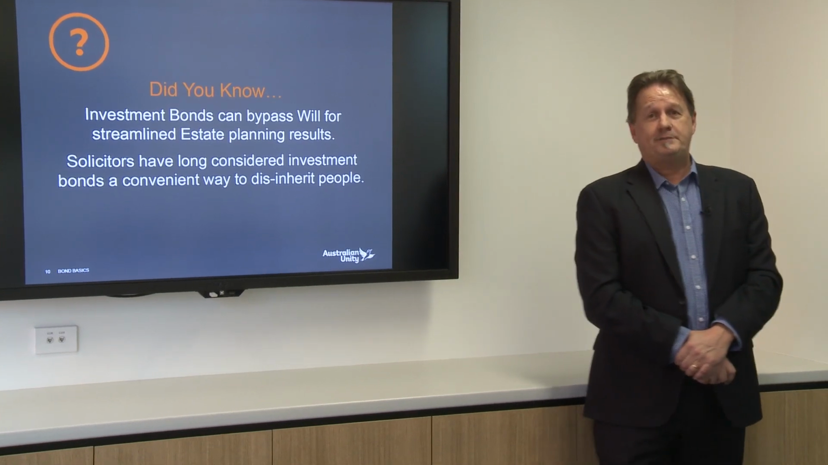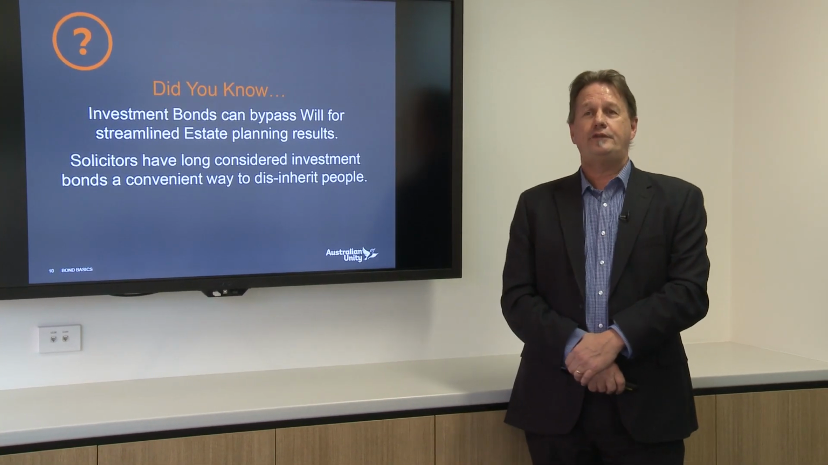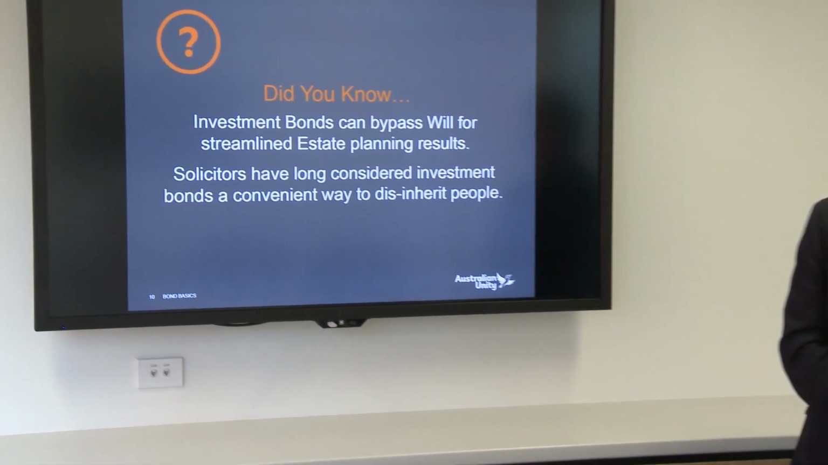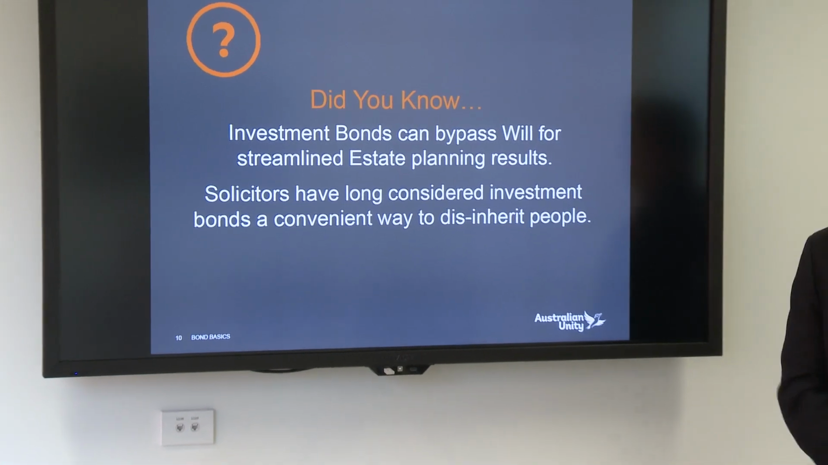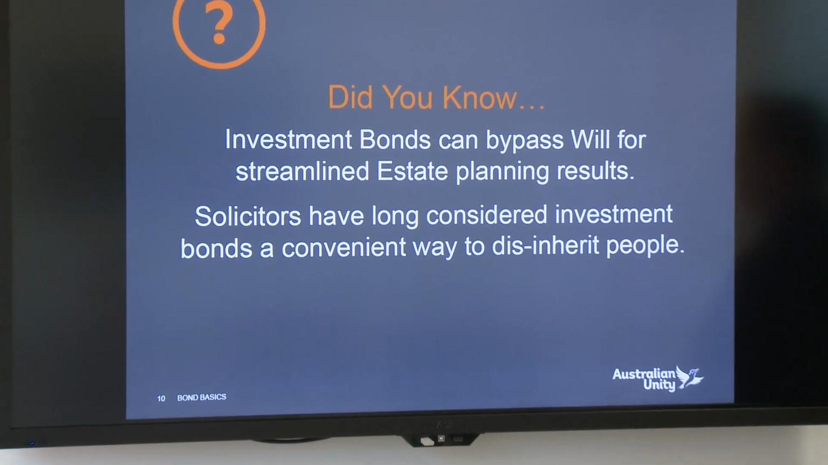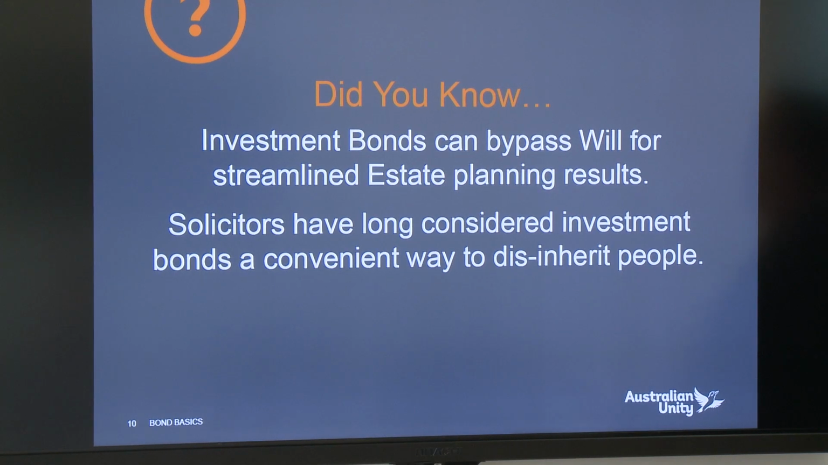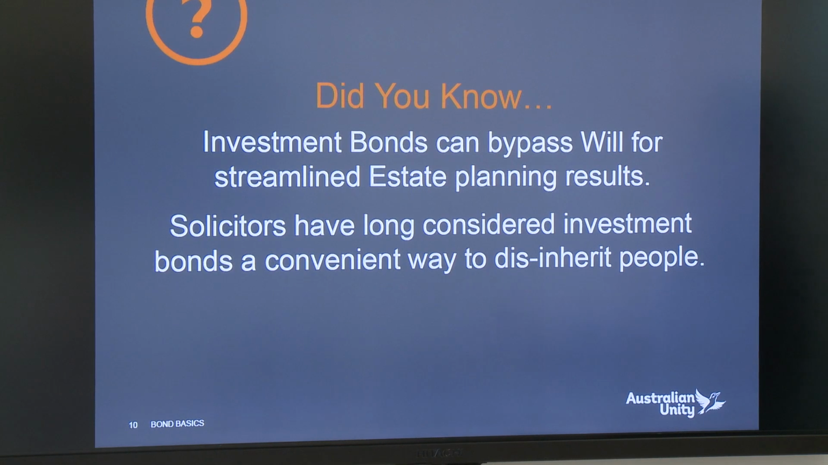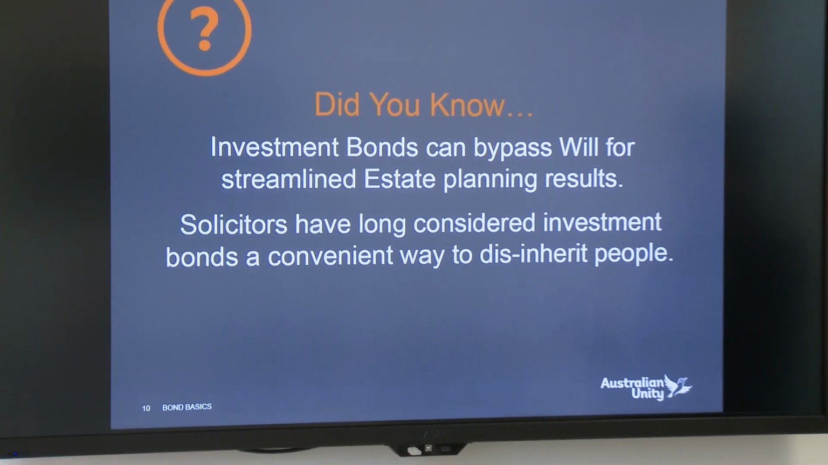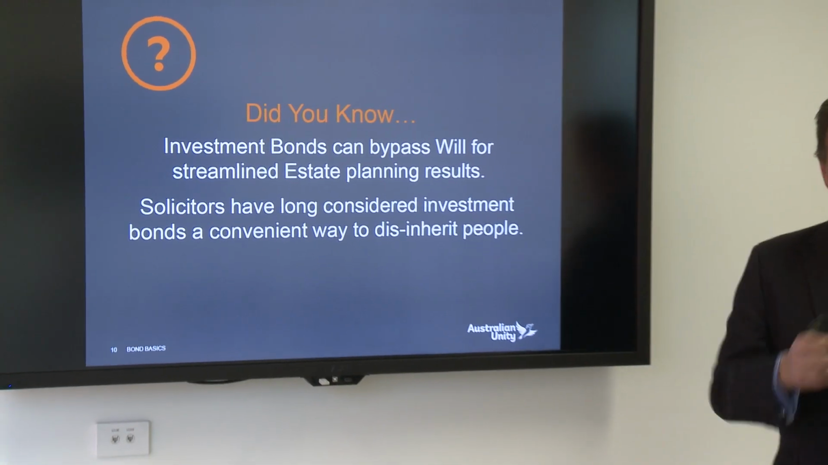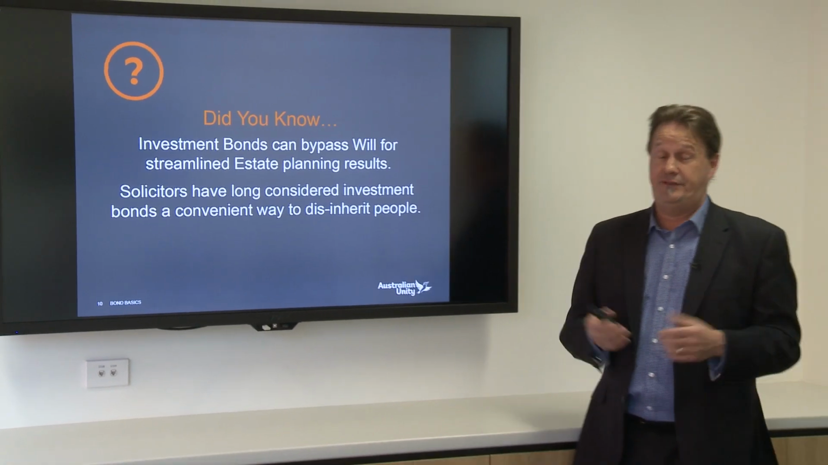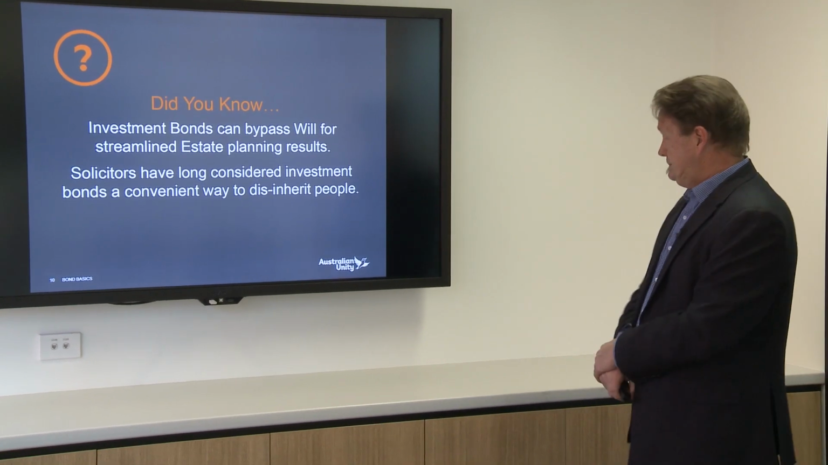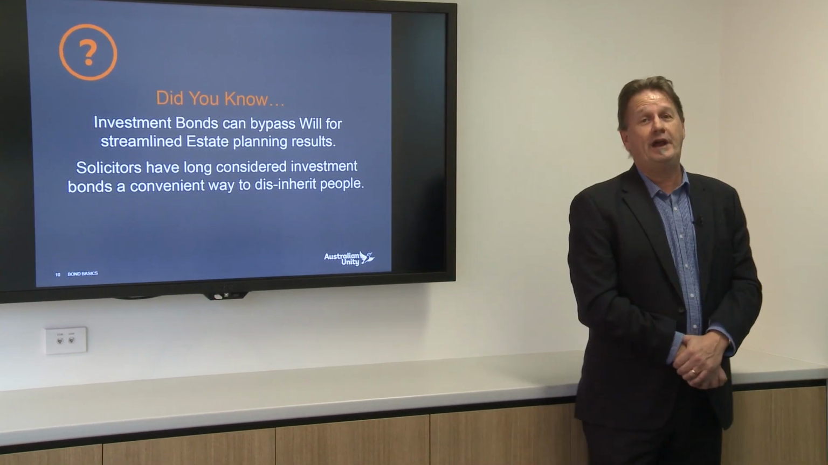The other important aspect of investment bonds is that they don't form part of an estate upon your death. So effectively they bypass the will. Now this can be very, very effective where there may be a claim against your estate and you want to ensure that particular beneficiaries, particular people in your life, receive the benefit and don't have to worry about that being claimed by someone outside of the family unit or even inside the family unit. And solicitors we work with have certainly long considered investment bonds as a very convenient way to disinherit people.